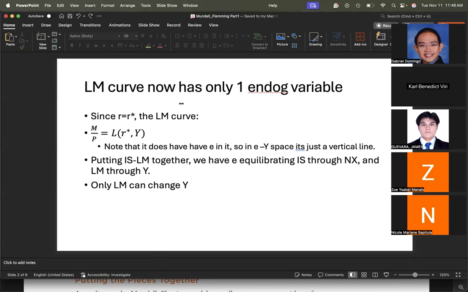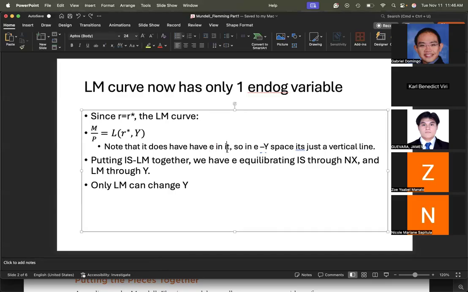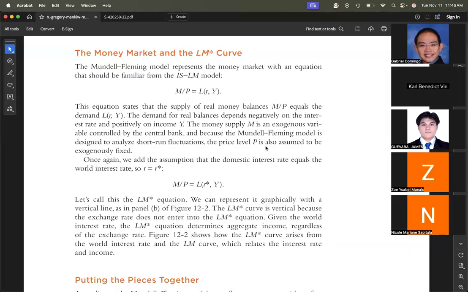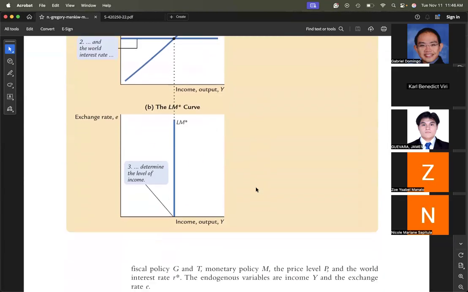May sagot sa chat. Y na lamang, right? So note that it does not have an E in it, or a nominal exchange rate or real exchange rate. So in E and Y space, which isasalpak mo siya together with the IS curve, it's just a vertical line. Si Y na lang yung natira, right? So for any given Y, your LM is not a function of the nominal exchange rate, which tells you that the picture of the LM curve is this. Basically, it's just a vertical line dependent on whatever the value of Y is, right?